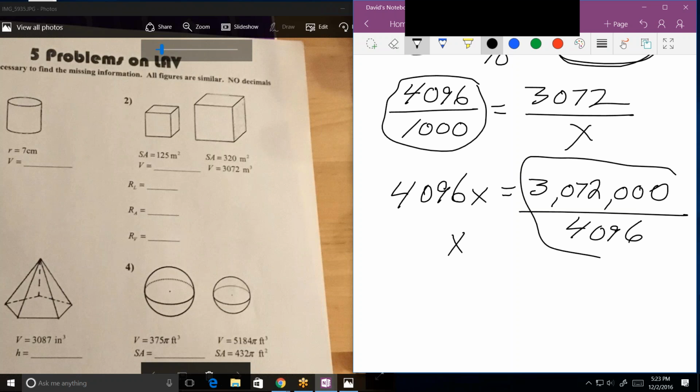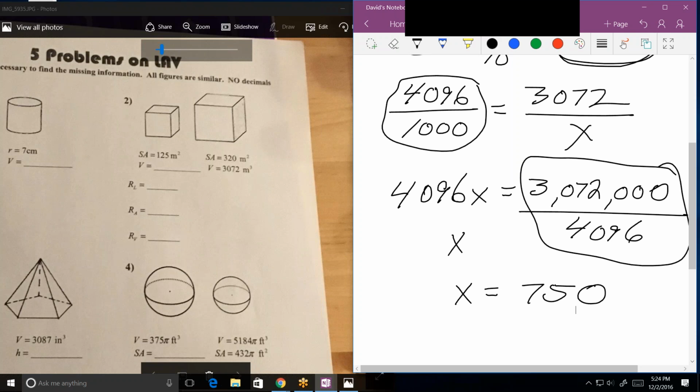What does that come out to be? Let's get an answer. 750. Does that make sense? Yeah. Always apply the ballpark estimation here. 3,000 is just about 4 to 1 bigger than 750. So that's what it should be. In other words, once we know the ratio is 4,096 to 1,000, that's 4 to 1 essentially, then we know that this volume has to be 4 times this volume.